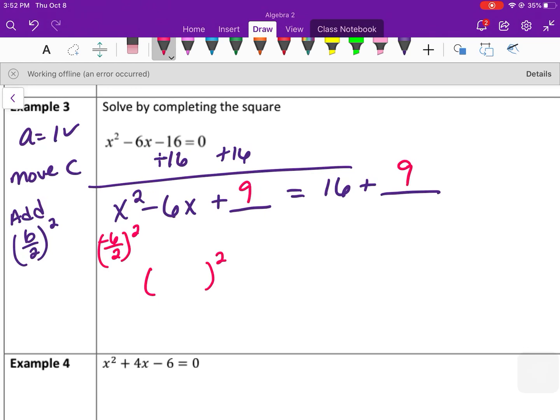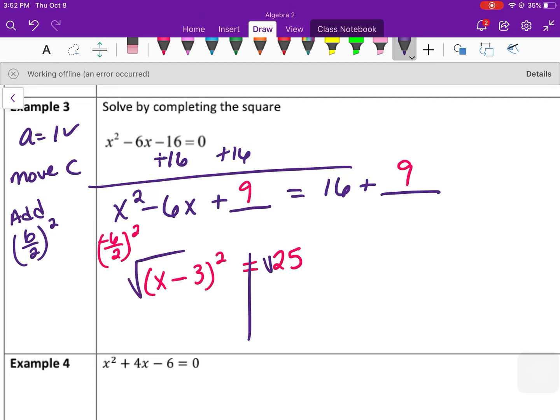Then you factor it. This is a perfect square trinomial. It's a minus, so it'll be x minus, and then the square root of 9 is 3. So it's x minus 3 squared. And then that is equal to 16 plus 9, which is 25. And now you can finish solving it with square roots.